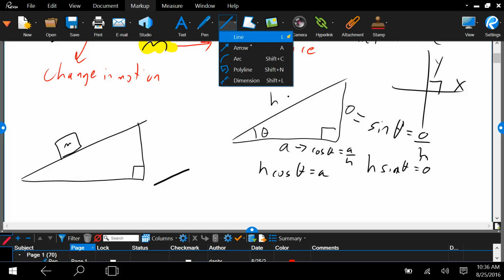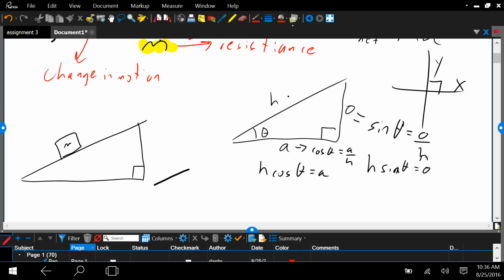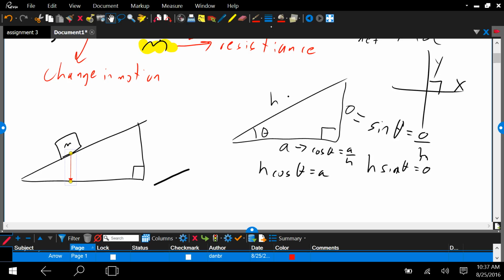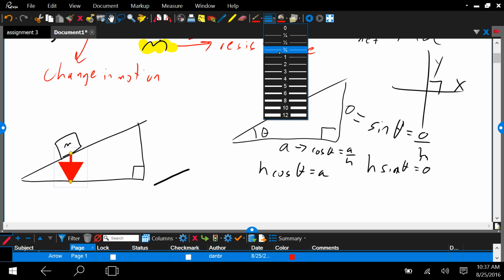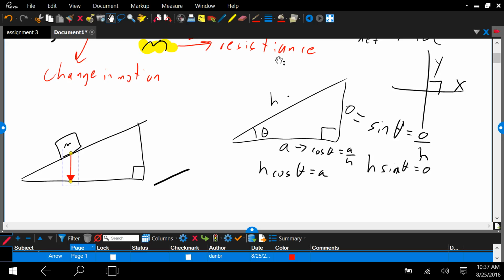I'll do lines, arrows, red's fine. So this is going to be my weight vector. And let's make that line a little heavier. That's too much, isn't it? It's a little better. And so that's going to be my weight vector.